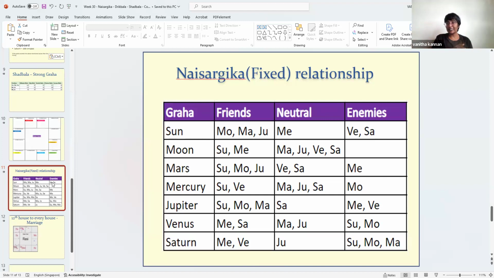Then go with the enemies. Sun also hates Saturn. Saturn also hates Sun. So obviously, Saturn is the first enemy. Then Venus, because Chukran is not the Devatas' guru, he is the Asuras' guru. So by default, he becomes the enemy to Sun. The first line is clear? Easy? Yes, it's easy. Okay. Let's move on to the moon.